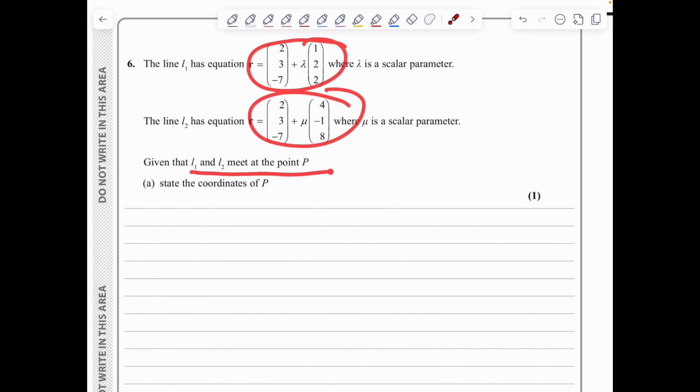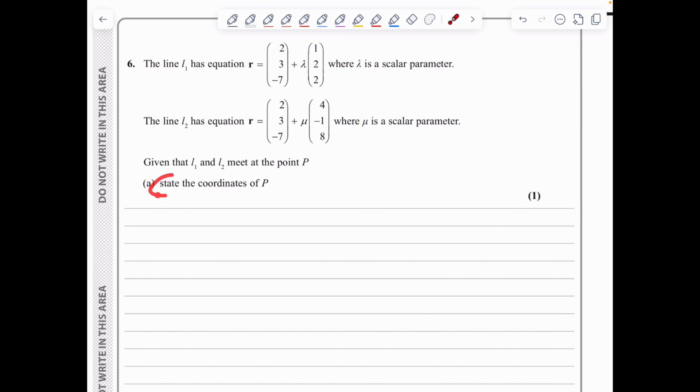In question 6, we've got the two lines L1 and L2, and we are told that they meet at point P, and we need to state the coordinates of P for a mark. The fact that the prompt is to state, not to find, determine, or calculate, means that it's something obvious, and we can spot that the position vector of both lines is the same, so we can safely conclude that the point P has coordinates 2, 3, -7.